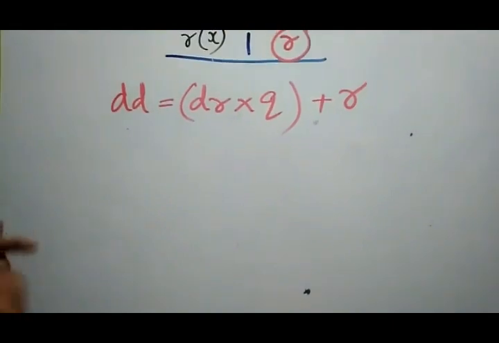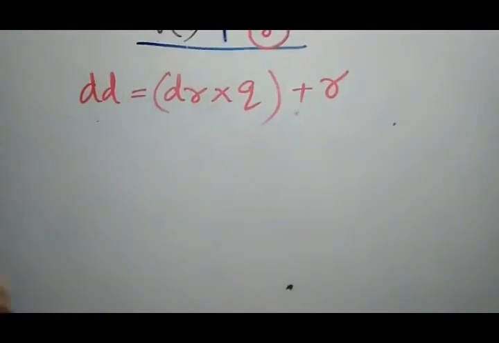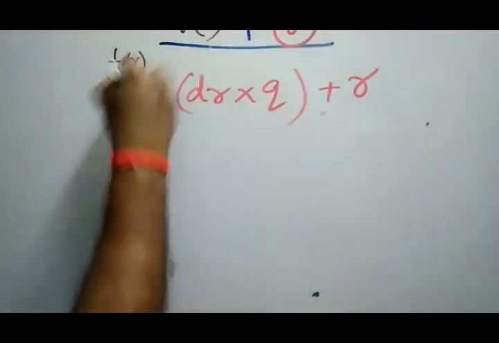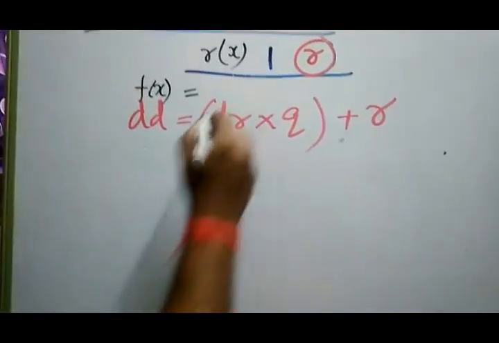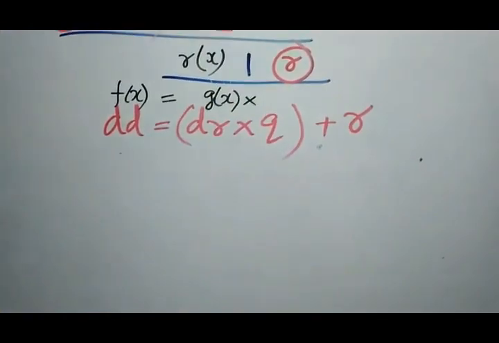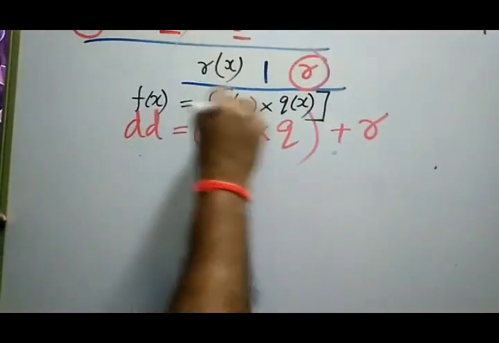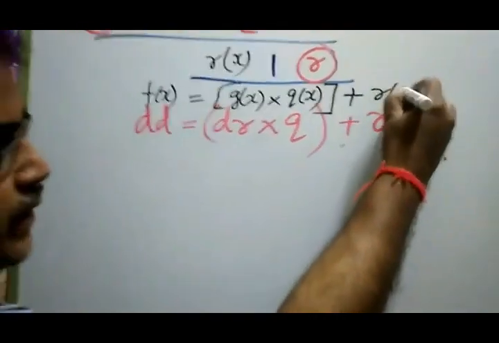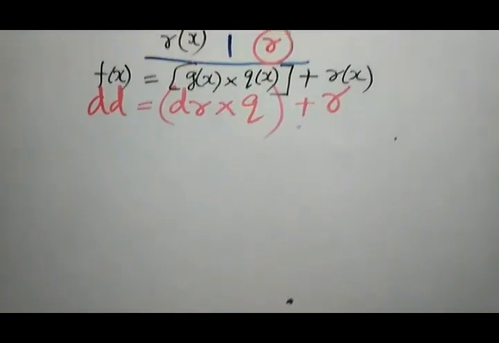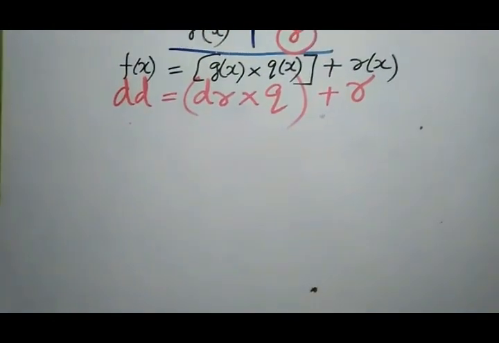Normally, in the polynomial case, we give names. Dividend is f of x, divisor is g of x, quotient is q of x, and remainder is r of x. So f of x is equal to g of x into q of x plus r of x. Dividend, divisor, quotient, remainder: dividend is equal to divisor into quotient plus remainder.